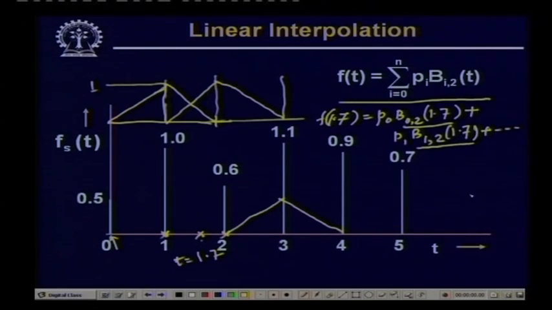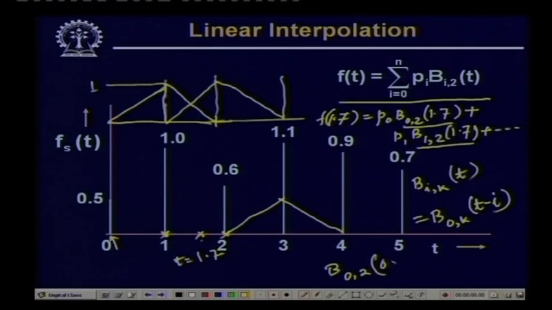In this case, we have seen a property of this B-spline function, that we said earlier, that B i k t is nothing but B 0 k into t minus i. So, that is a property of these B-spline functions. When I do this, you find that B 1 2 1.7 is nothing but B 0 2, because this is t minus i and the value of i is equal to 1. So, this will be B 0 2 0.7.